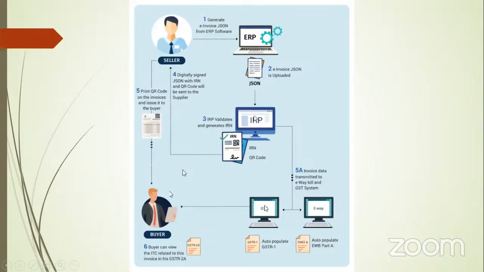If you are generating an e-way bill as well on that e-invoice, it is sent to the e-way bill portal as well. And from there, it gets auto-populated in the buyer's GSTR2A. The seller will also provide the invoice, that is the e-invoice with the QR code, to the buyer.